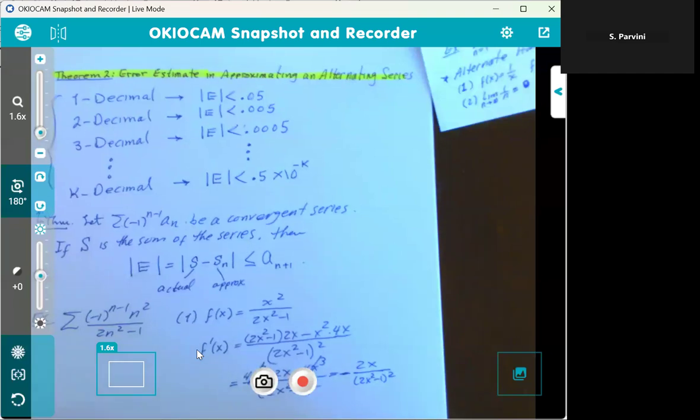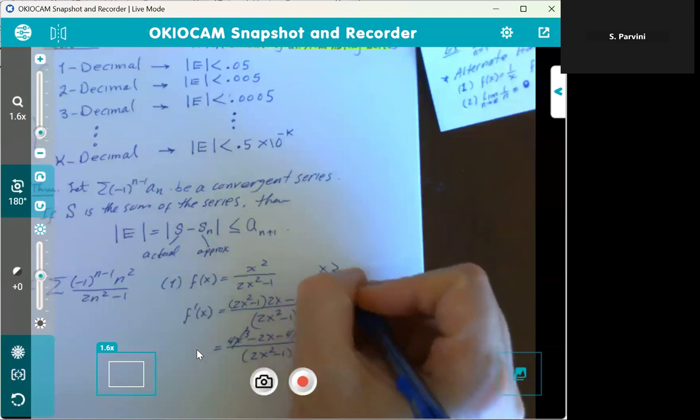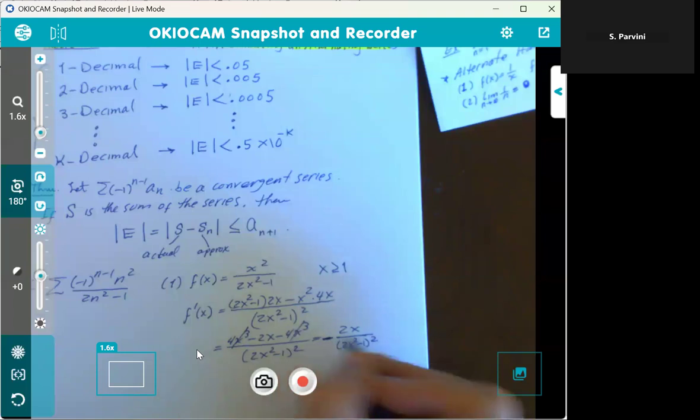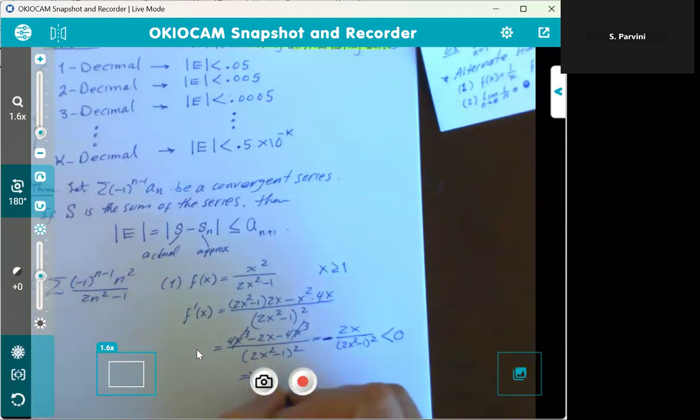True, because x is positive. Remember the domain of x here: x is greater than or equal to 1. So x is positive. When x is positive, the numerator is positive, the denominator is always positive, and you have a negative in front, which makes the fraction always negative. Therefore, this is less than 0, and hence we can say that the series is decreasing, right? So this is a decreasing series. So item 1 is satisfied.